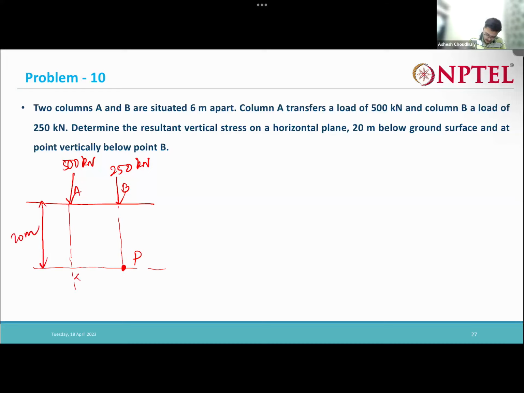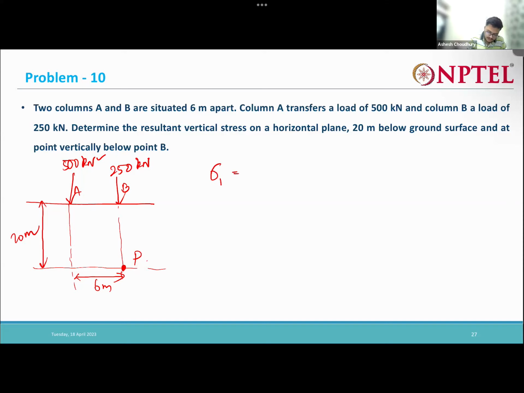Okay. And this is from here to here, how much? 6 meters, because A and B, two columns, are situated 6 meters apart, right? Now, how to do this? So now let us first find out the effect of this 500 kilonewton load on this point P.